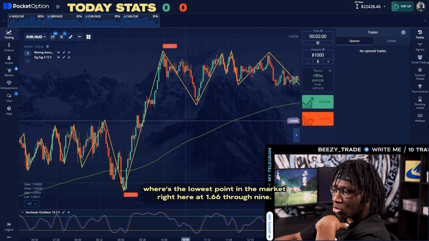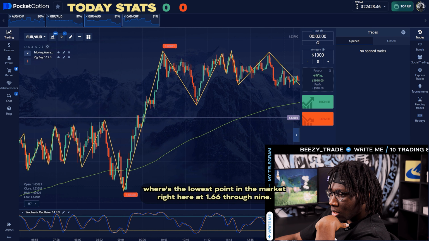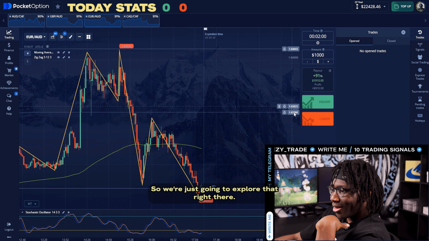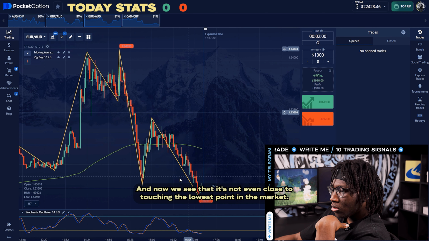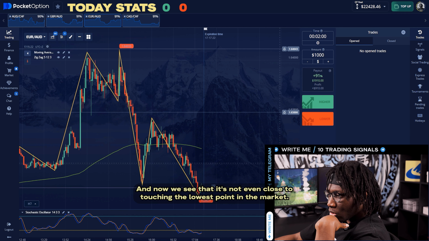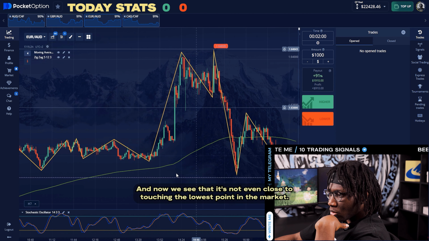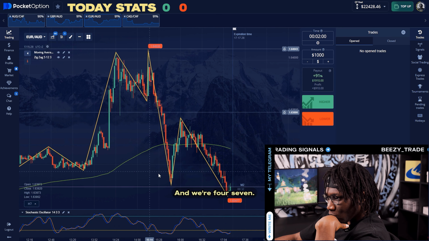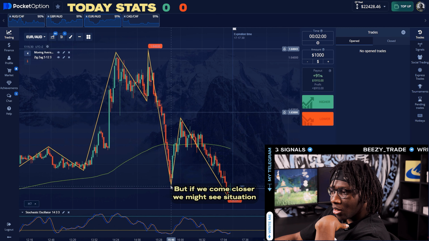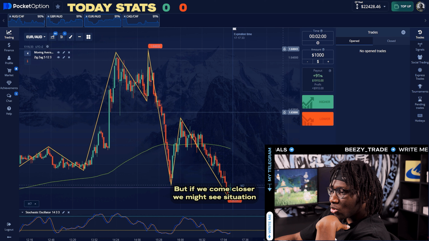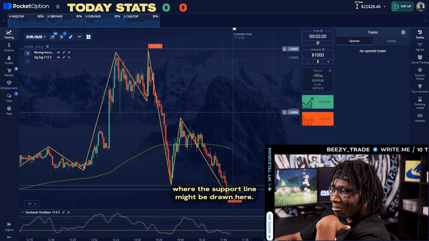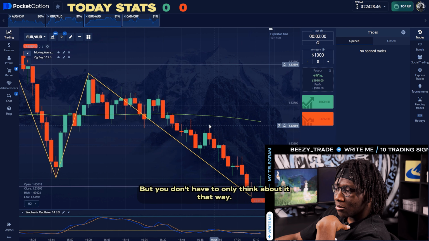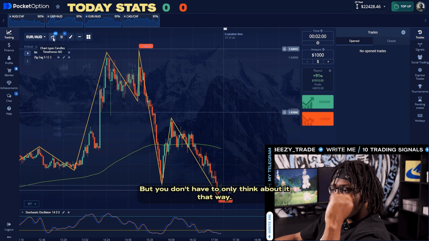Now we're looking for where's the lowest point in the market, right here at 1.629. So we're just going to draw that right there. And now we see that it's not even close to touching the lowest point in the market. Because the lowest point we've seen before is 163.229, and we're on 4.7 right here. But if we come closer, we might see a situation where the support line might be drawn here, and that's where we're seeing that bounce. But we don't have to only think about it that way.